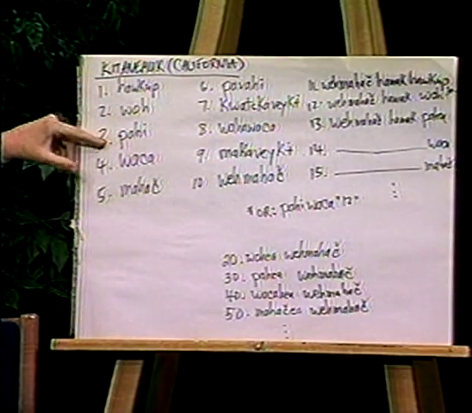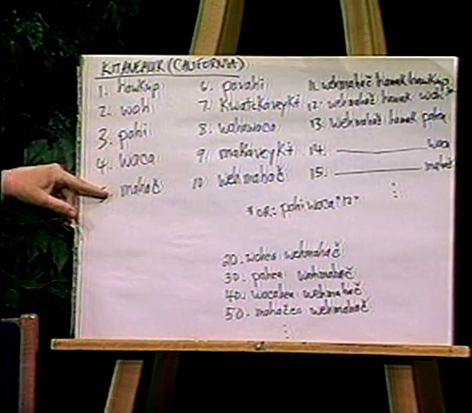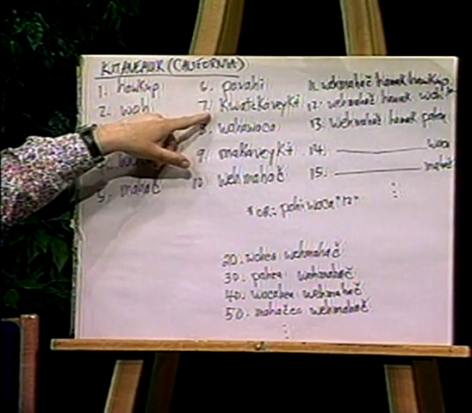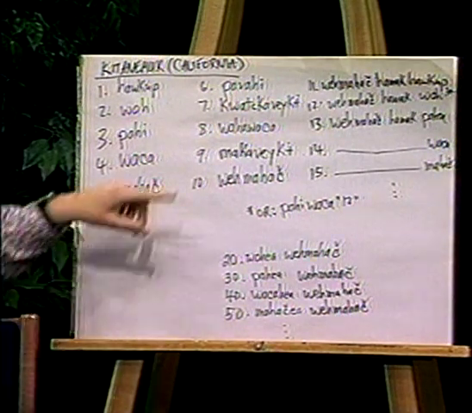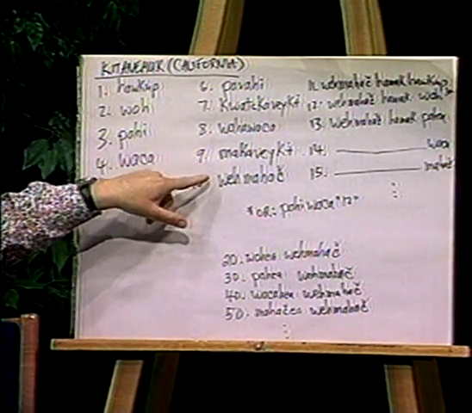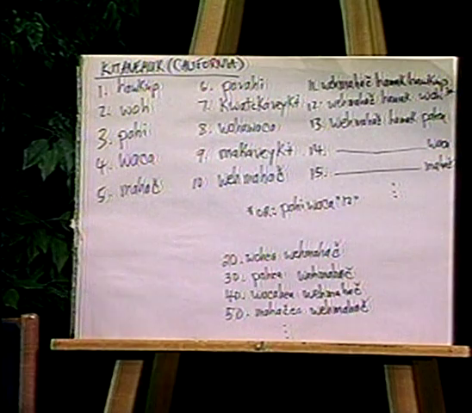So there are quite a few similarities, but let me just read through them. Haukup, Wo, Pahi, Watsa, Mahach, Pavahi, Quatskaveka, Wahawatsa, Makaveka, and We Mahach. That takes us from 1 through 10.